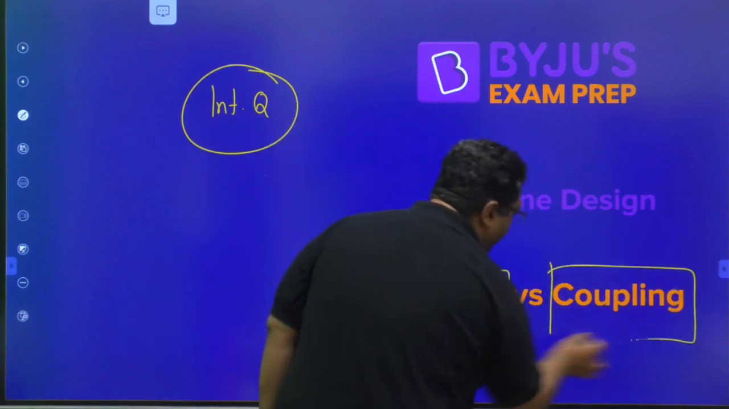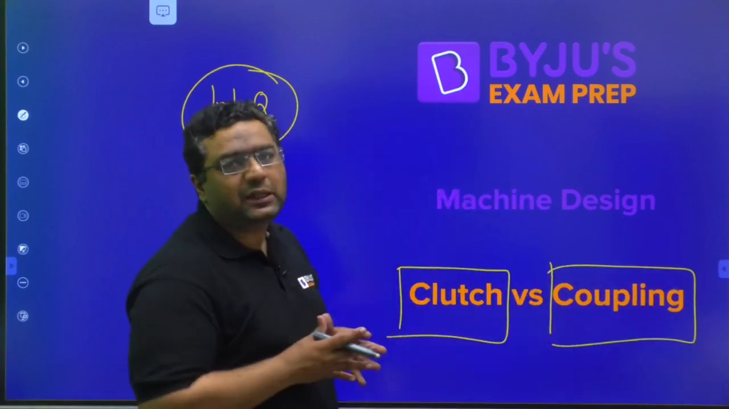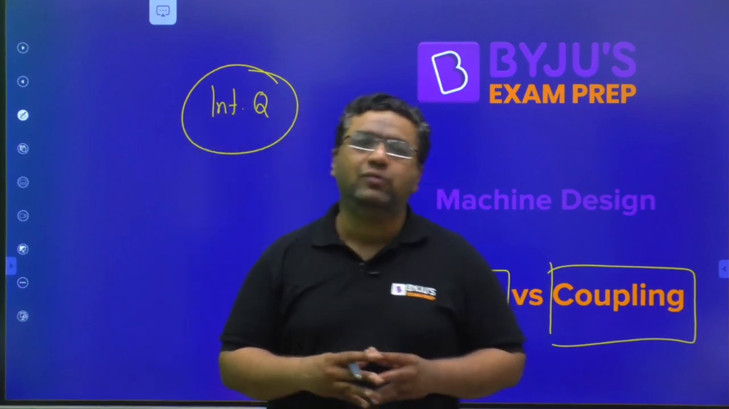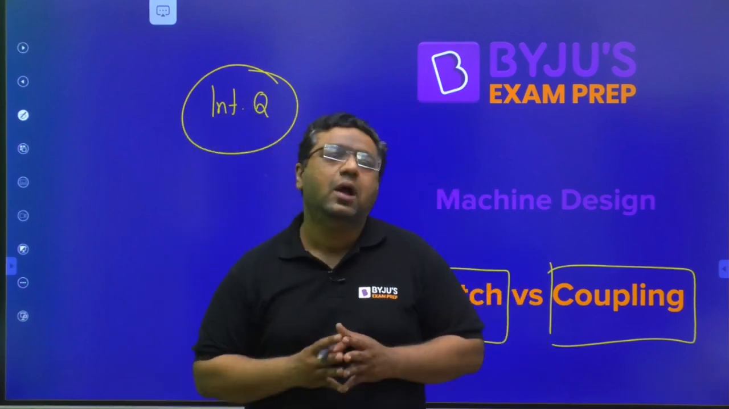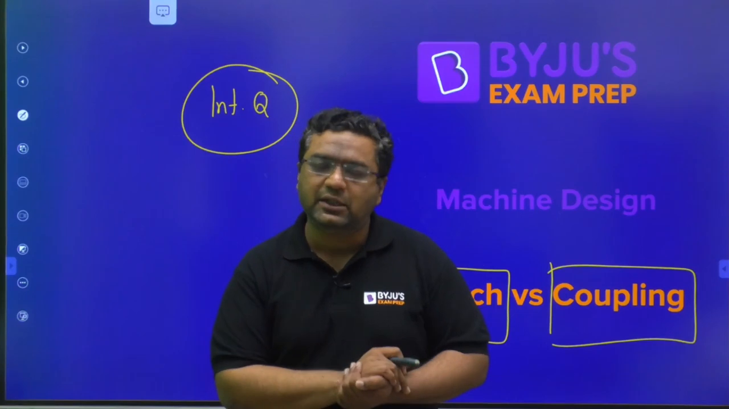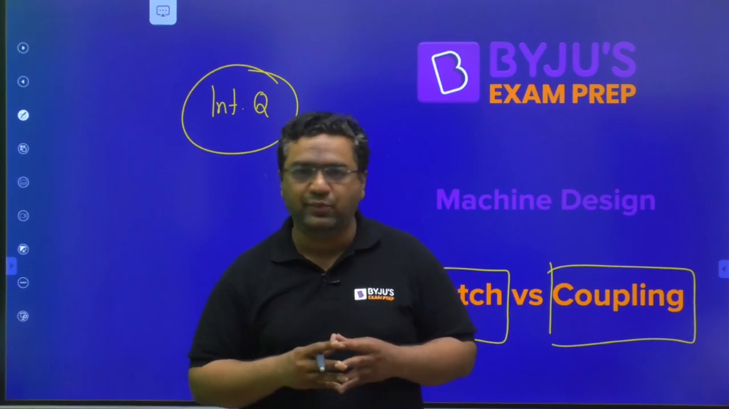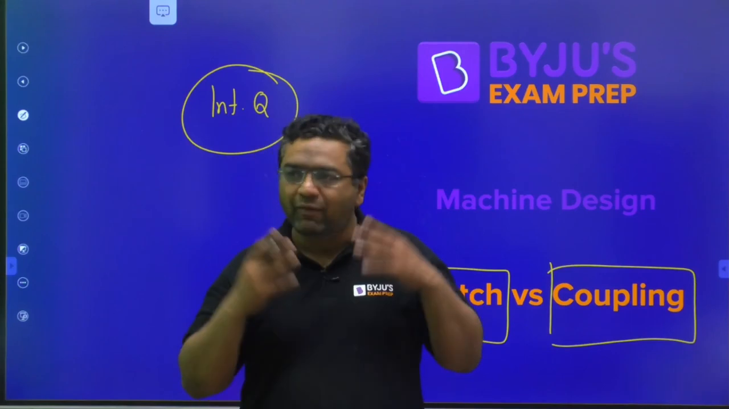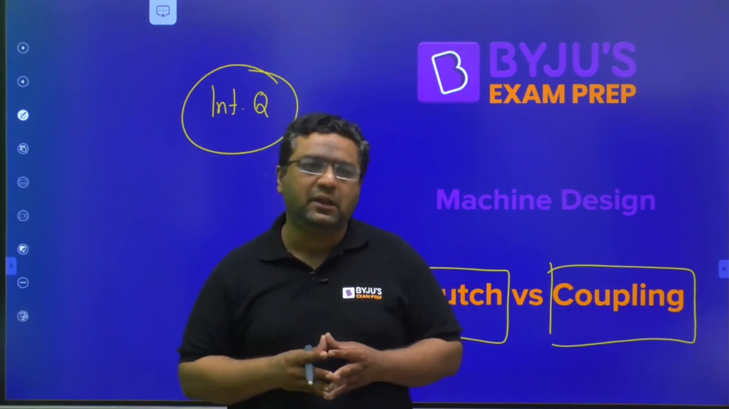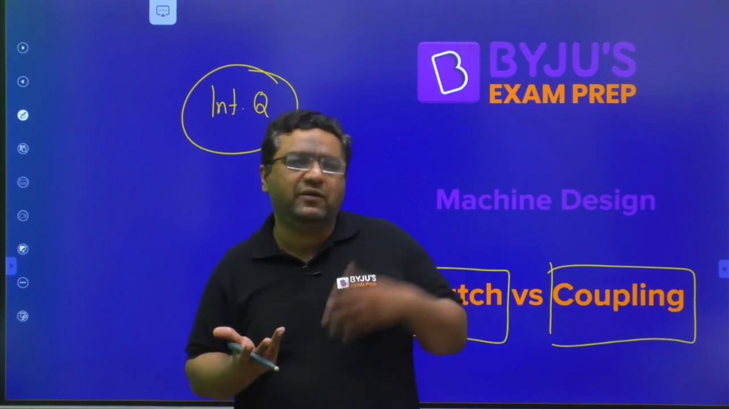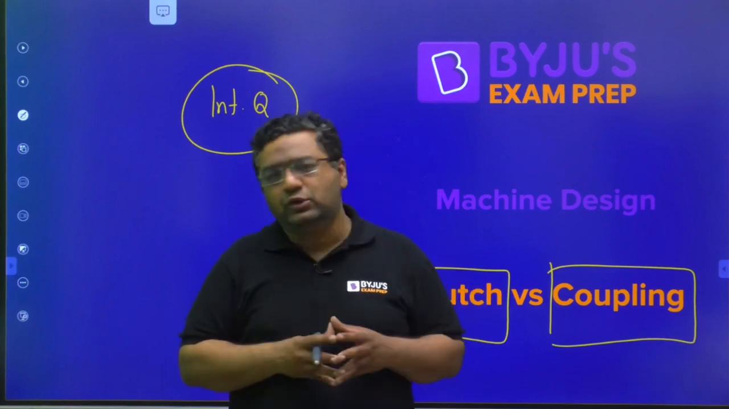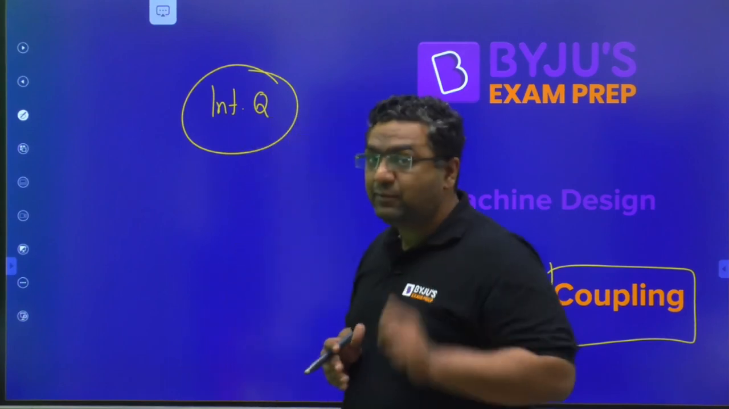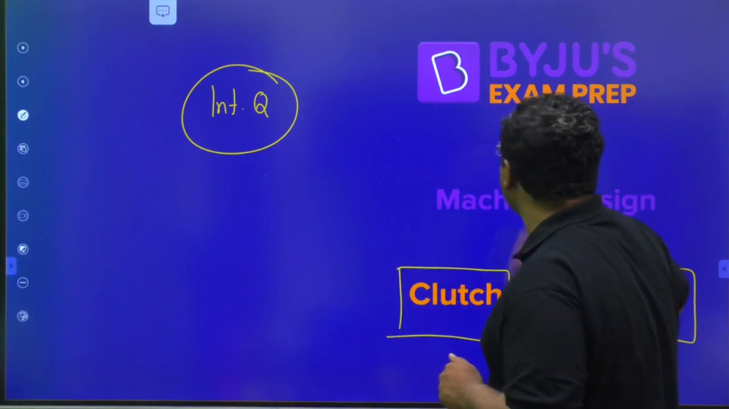I feel all of you are aware that both clutches and couplings are used to join the driver and driven shaft, and that is done for the sake of power transmission, like from driver to driven, the power is getting transferred. So when both are used for the same purpose, why are we coming up with clutch when couplings are there? The point is there should be some difference between these two. So let us discuss those differences.